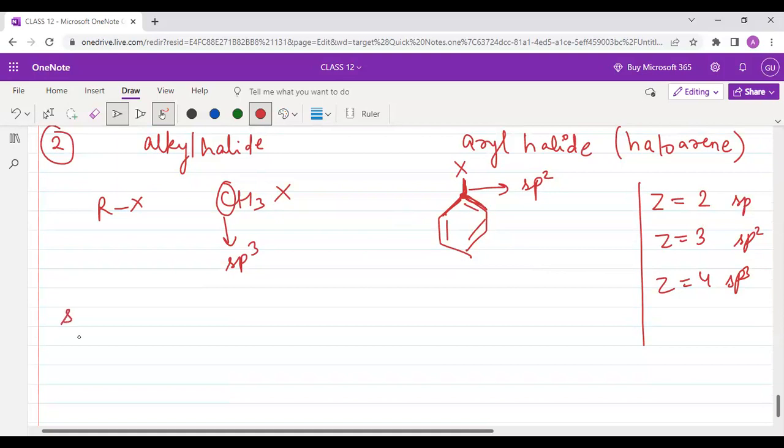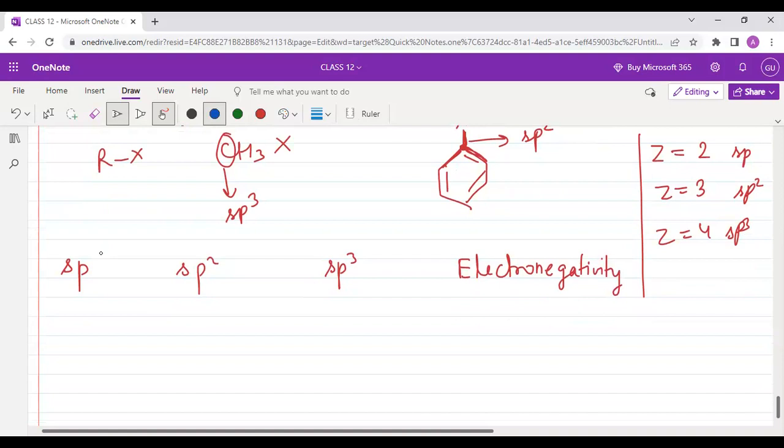Now, if we talk about the electronegativity of these carbons, what is the order of electronegativity of sp hybridized carbon, sp2 hybridized carbon, and sp3 hybridized carbon? You must have studied this. It's first sp, then sp2, and then sp3. The most electronegative is sp, and the reason is the percentage of S character. In sp, there are 2 parts, so 100 divided by 2 is 50%. That means S has 50% character.